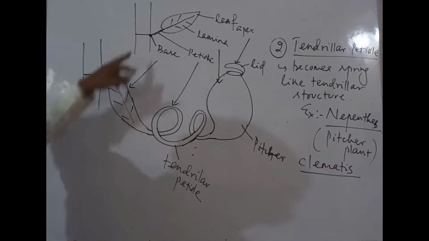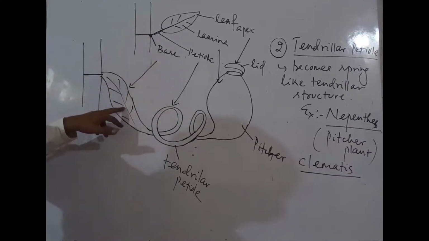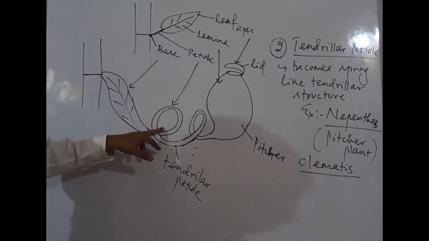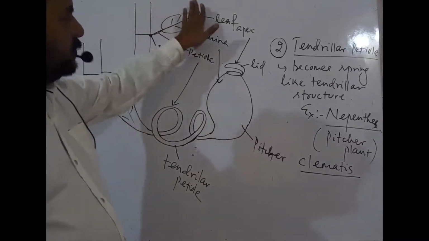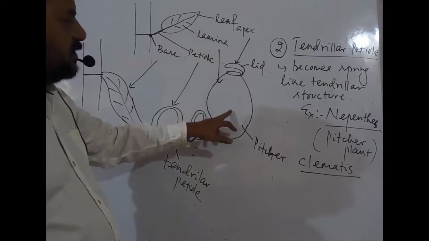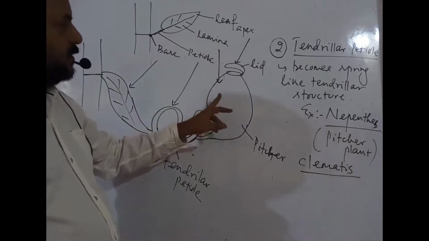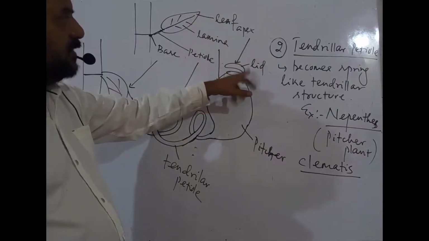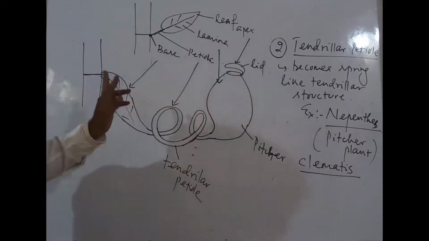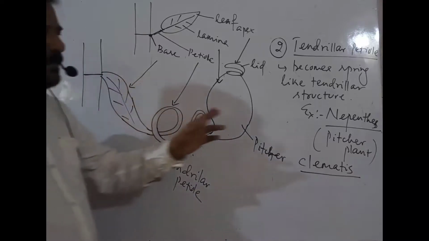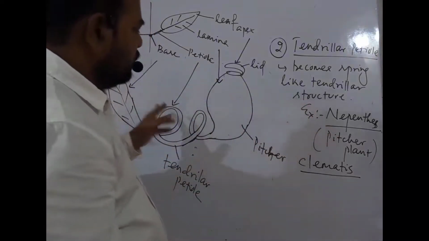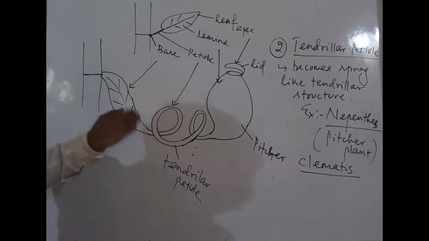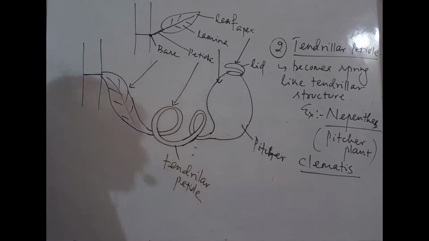So the base is wider. Instead of a point, the base is wider. Instead of a stalk, the petiole becomes tendrilar. And instead of the green flat structure, it becomes a container-like structure, which is called the pitcher, and instead of the apex, it becomes a lid. So this is the Nepenthes plant, the pitcher plant. It is an insectivorous plant. So this is the example of tendrilar petiole.